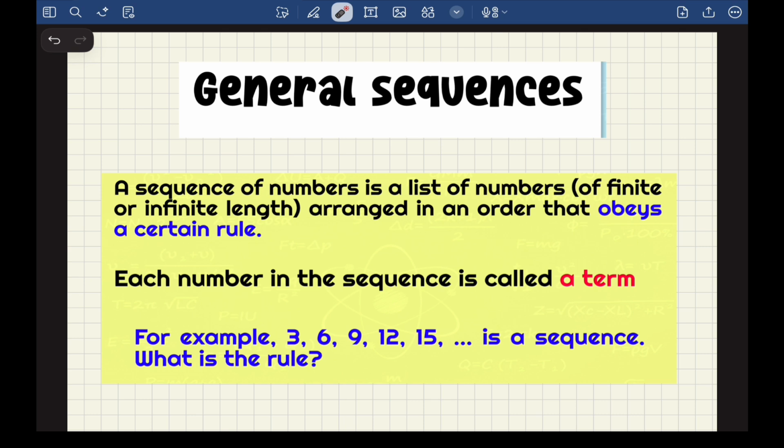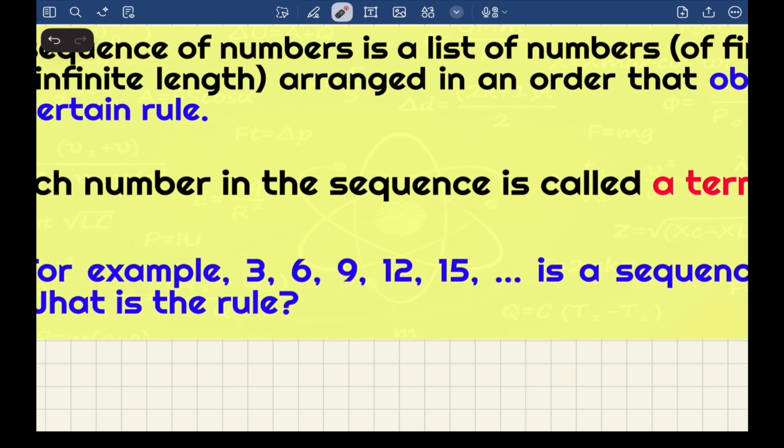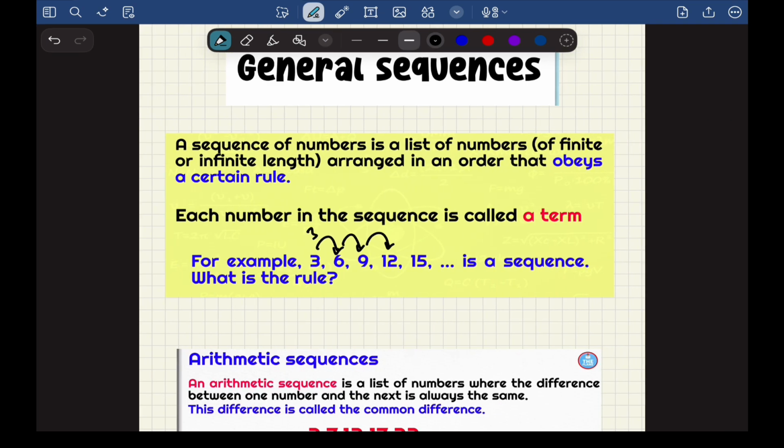So first, the very basics, we must know that a sequence is a list of numbers that follows a certain rule. When we have a list of numbers like 3, 6, 9, 12, 15, these numbers are following a rule. We can find the next number by adding 3. From 3 to 6 we have plus 3, plus 3, plus 3. So this is the meaning of following a rule.